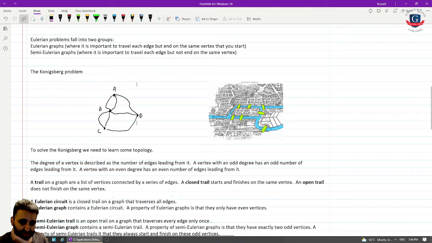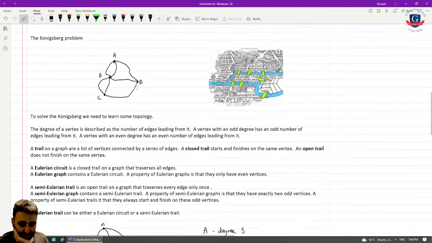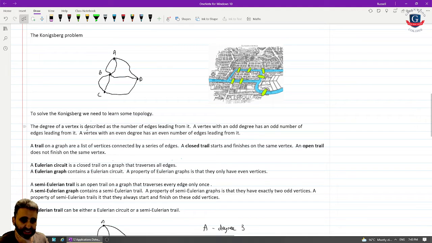Now, before we can solve the problem and use our graph theory to find out if it's possible, rather than just brute forcing it with some trial and error, we need to know some language. So the degree of a vertex is described as the number of edges leading from it. A would have a degree of 3, D would have a degree of 3, C would have a degree of 3, and B would have a degree of 1, 2, 3, 4, 5. If the degree of a vertex has an odd number, we say the vertex is odd. If it has an even number, we say that it's even. So there's the first thing we need to know about degrees.